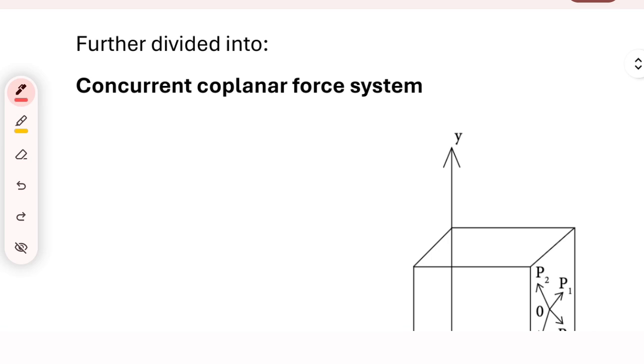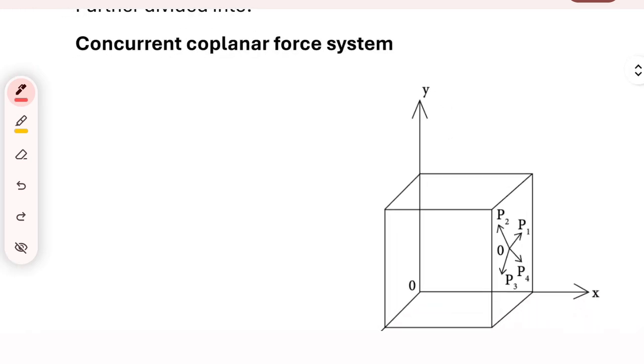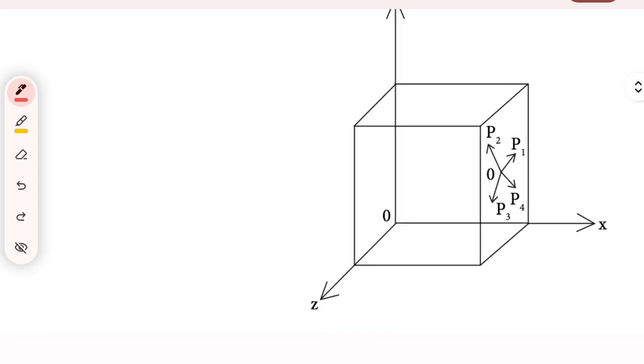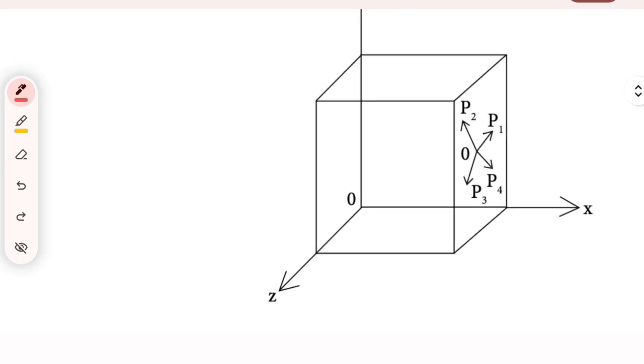So the first one is the concurrent coplanar force system. What do you mean by concurrent again? Concurrent, that means they meet at the same point or they have a common point. If you look at this figure in here, P1, P2, P3, and P4, they meet at a common point. That means they are concurrent.